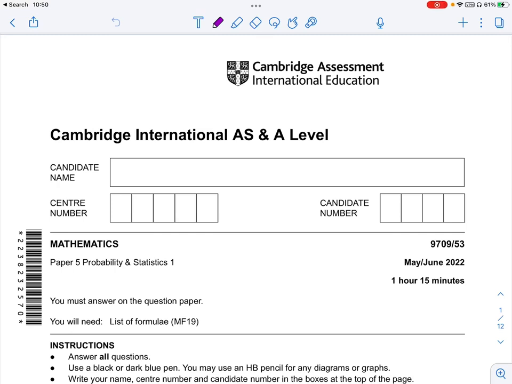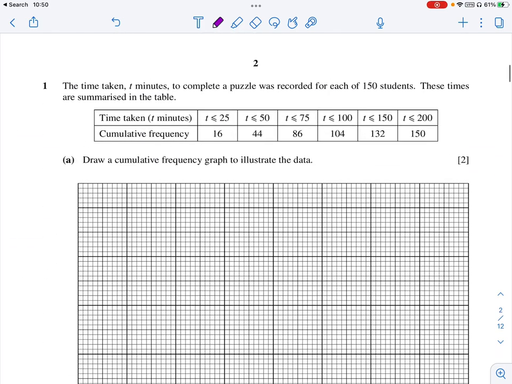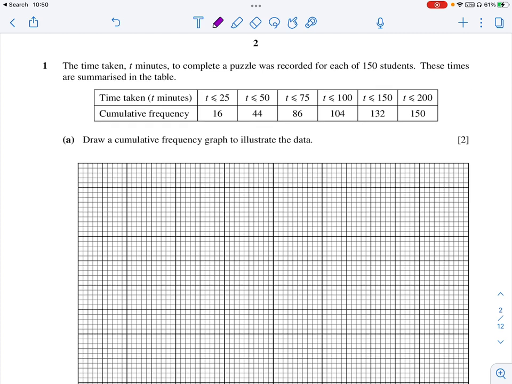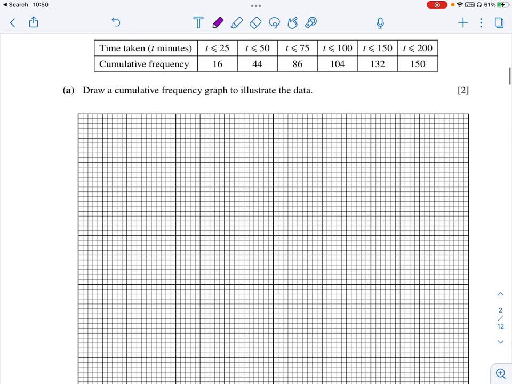Welcome. This is Cambridge 9709, May June 2022, paper 53, probability and statistics. So the first one, he is asking us to draw the cumulative frequency graph to illustrate the data. So we have to draw the cumulative frequency graph.